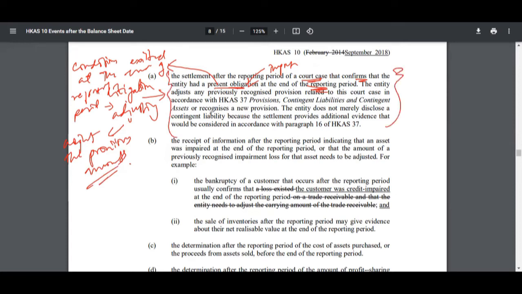So that's the paragraph that's being talked about. You can pause this video and read this to understand it better, and I would encourage you to do so. But if you want to continue watching, please feel free to do so. Point B is the receipt of information after the reporting period indicating that an asset was impaired at the end of the reporting period. Again, with impairment, the conditions were existing, and then you would have to record an impairment loss. That impairment loss could be on inventories or a bankruptcy of customers. These are 2 examples for which you will actually adjust the amounts.